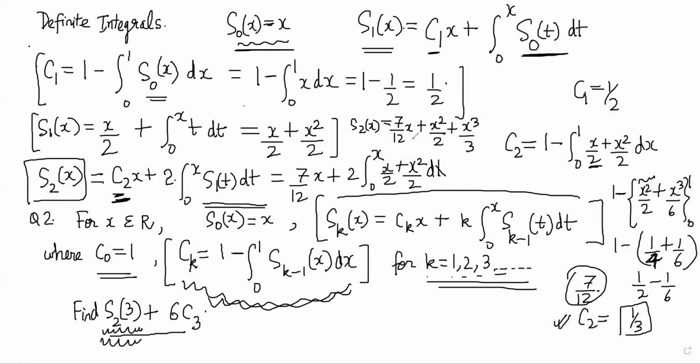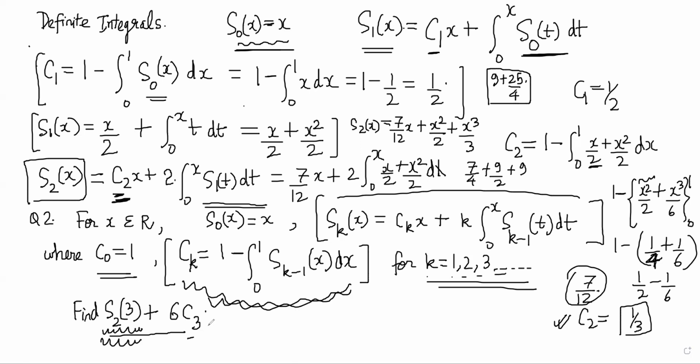Now S2 of 3 will come out to be 7 by 12 into 3. So that is 7 by 4 plus this is 3 squared, so 9 by 2, plus 3 cubed, so 9. You are getting S2 of 3 is equal to this value. 9 plus this is 18 by 4 plus 25 by 4. 9 plus 25 by 4. That is your S2 of 3.